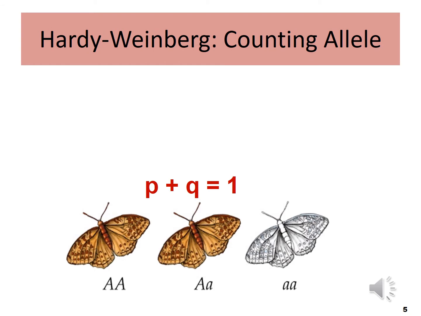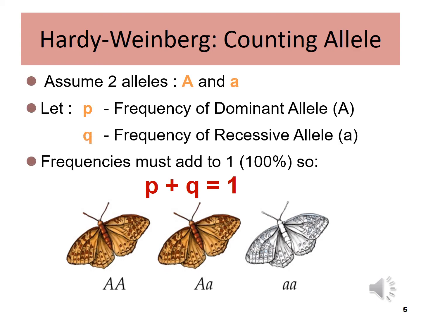Okay, from this diagram we can see how the alleles are represented in the Hardy-Weinberg equation. Assume that there are two alleles, A and a. Let p represent the frequency of the dominant allele in the population, which is A, and q represent the frequency of the recessive allele in the population, which is a. Frequencies must add to 1, that is 100%, so the total allele frequency can be said as p plus q equals 1. Based on the diagram, we can conclude that the total of dominant and recessive alleles in the population can be represented by 100% or 1.